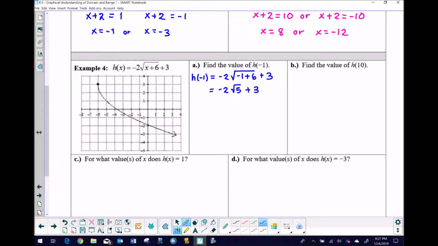And then when we get there, we are stuck. We're not going to do anything. That is simplified. That is really as much as we can do with that. If you really wanted to see what that would be as a decimal, you would have to use a calculator.